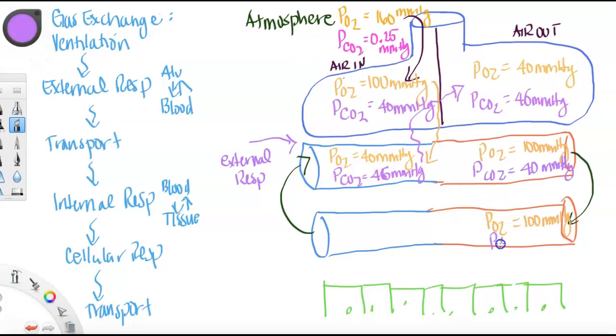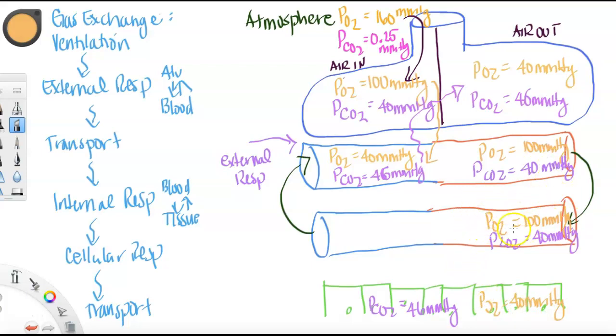The PCO2 coming in is going to be 40 millimeters of mercury. Okay. In the tissue, the tissues are using the oxygen. So in the tissues, they're going through cellular respiration, so they're making CO2. So their PCO2 is 46 millimeters of mercury. The O2 is 40 because they used it to make energy.